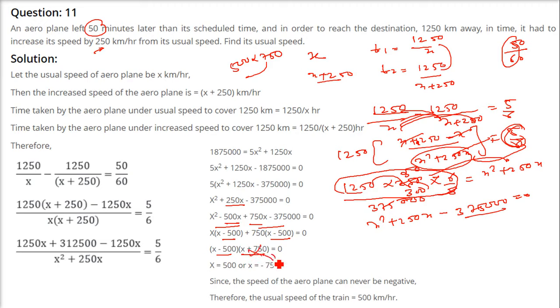This we discard because it will give us minus 750, which is the negative speed, which is not possible. x equal to 500, this is our speed. So this is the usual speed of the plane.